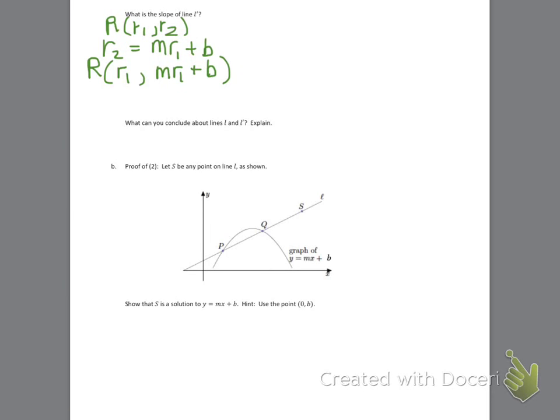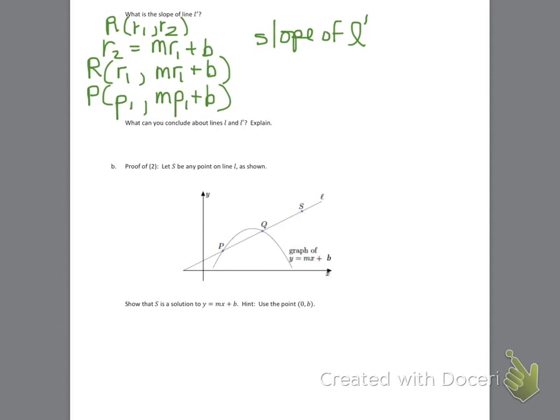And we have this other point P, and so its coordinates would be P1 and then m times P1 plus b. So we have these points P and R, so we can write an expression for the slope of L prime. Okay, so why don't you work on that? What is the slope of L prime? How could you express that using the coordinates of P and R?